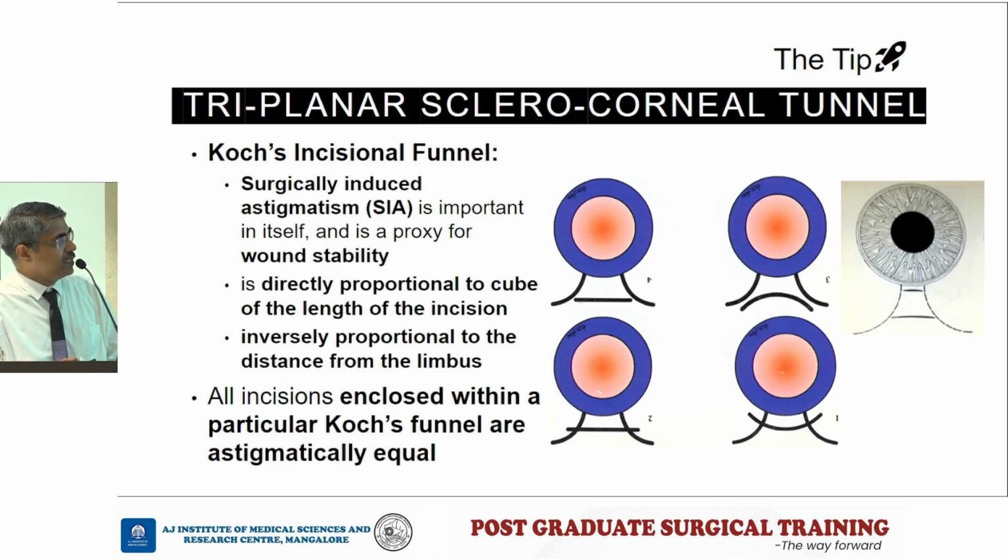And so the upper line shows three equivalent incisions. They're all astigmatically equal, wherein there's a straight incision, a frown incision, and two straight incisions. They all fall within the funnel, so they are equal. The lower incision is the straight and the frown, which is beyond the funnel, so this will cause more astigmatism.